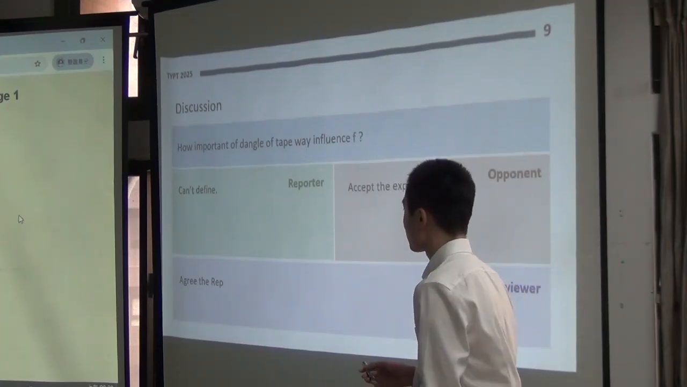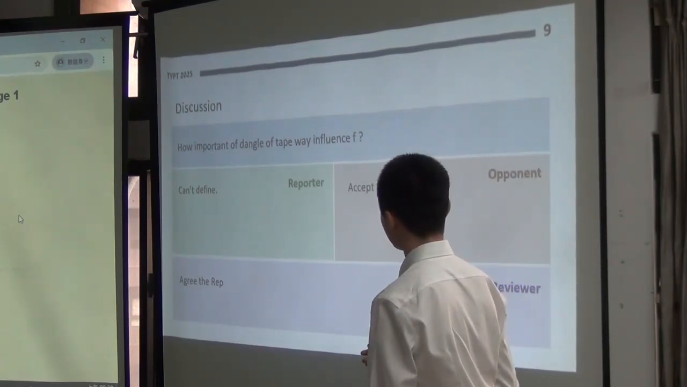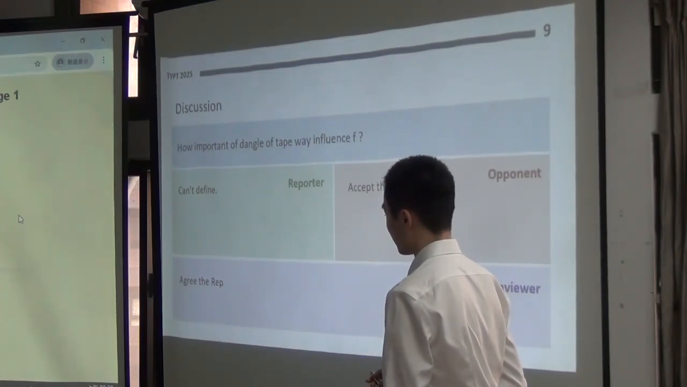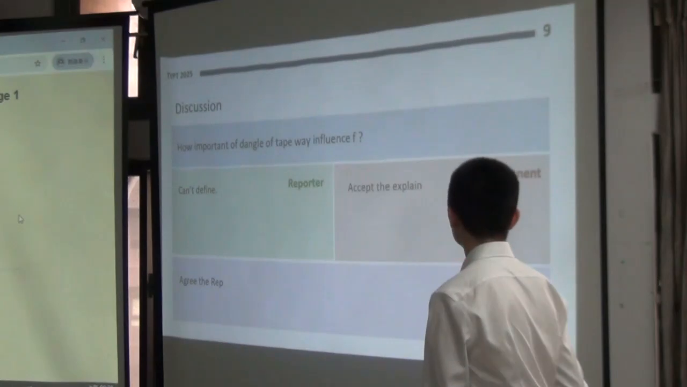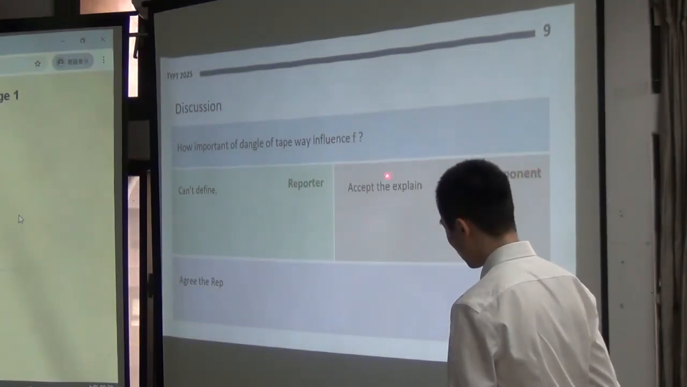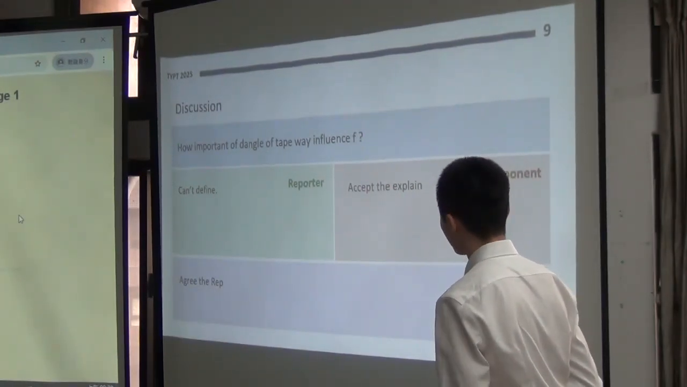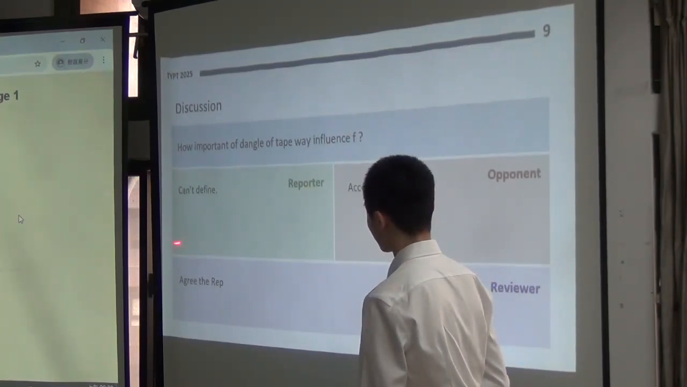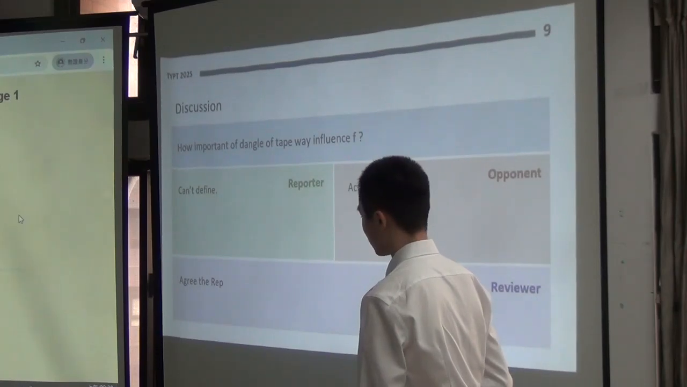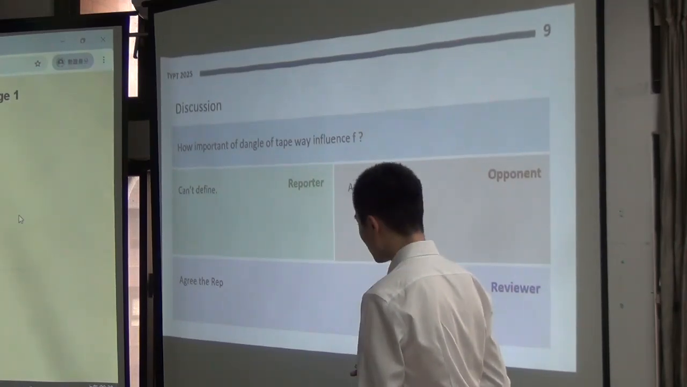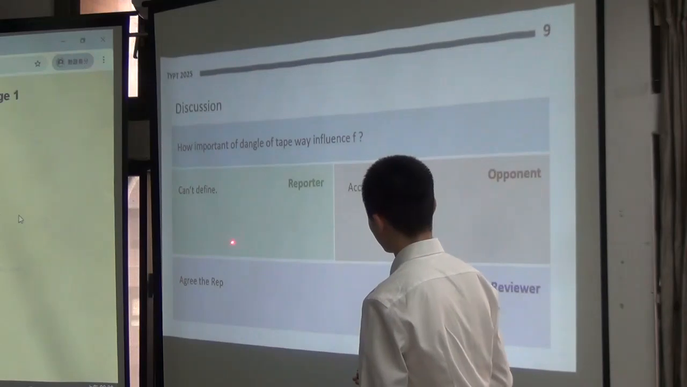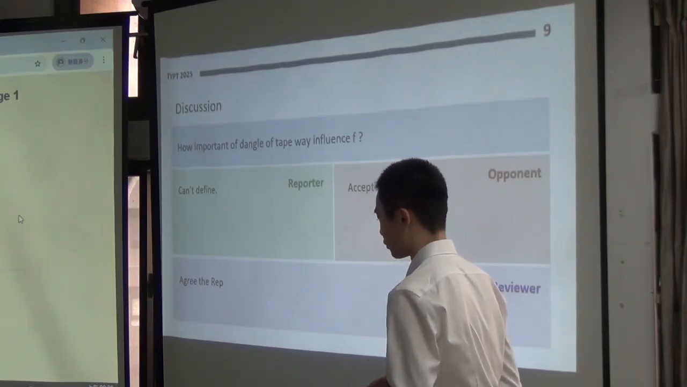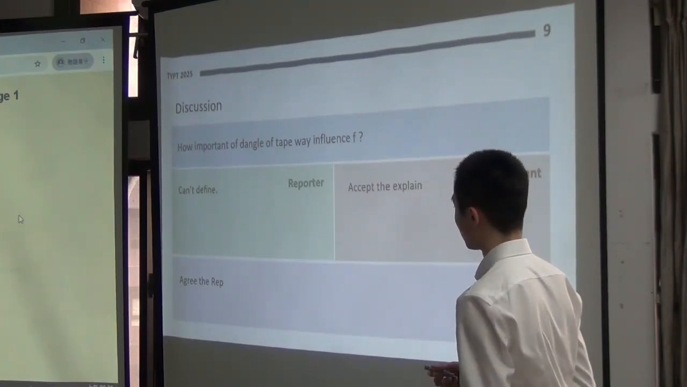And the next question is how much the angle of the tape will influence the frequency. The reporter said that it's unclear and cannot be defined. The opponent also accepts the explanation. And for the reviewer, we agree with the reporter, but you can try to contact the bowl and the shaker in a different way, such as using glue.